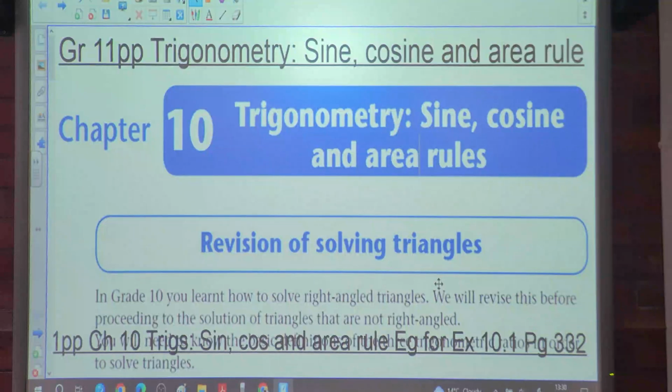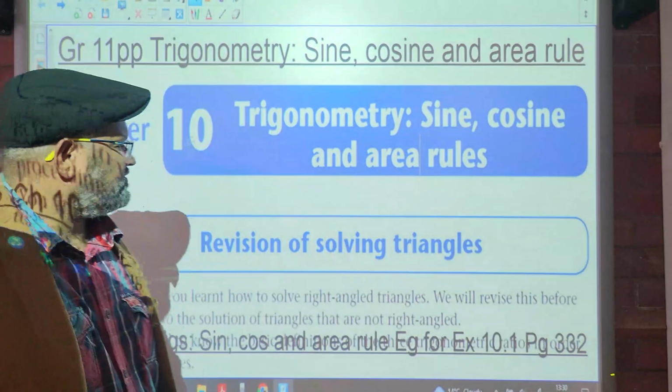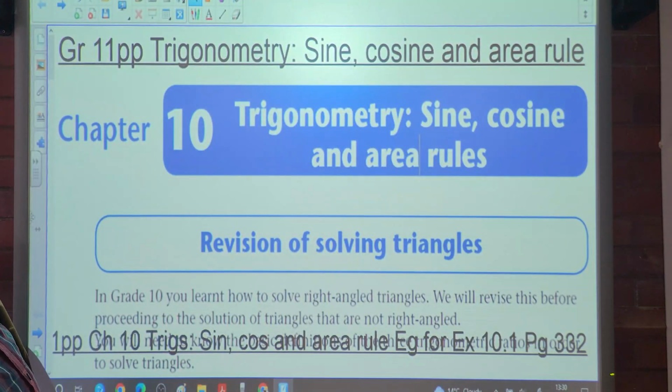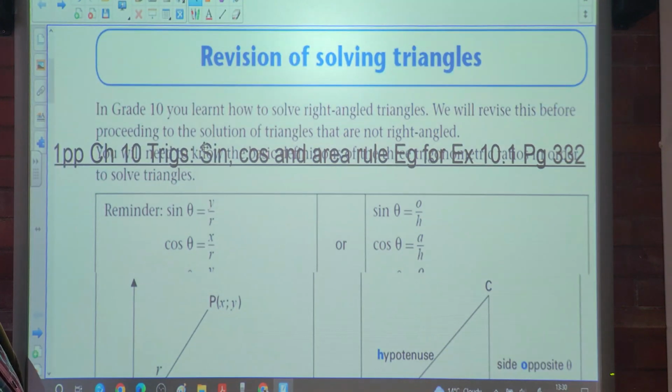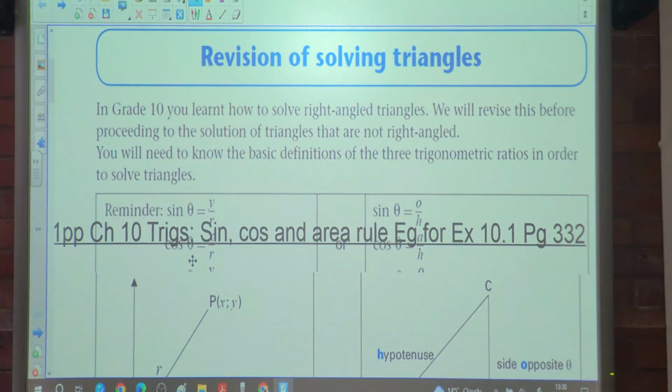Good afternoon, class. Today we're looking at a new topic: sine, cos, and area rule. Thus far, in grade 10, we have learned how to solve right angle triangles. Everything in trigonometry for us was dealing with right angle triangles. Now we're going to delve into sections of trigonometry that deal with non-right angle triangles.